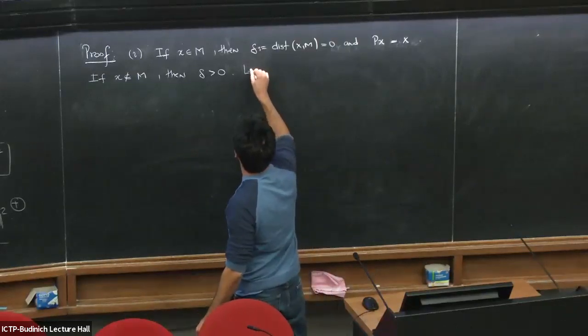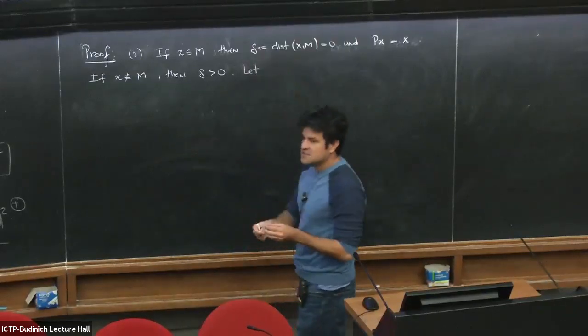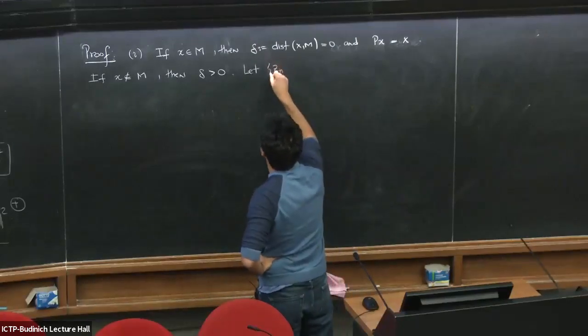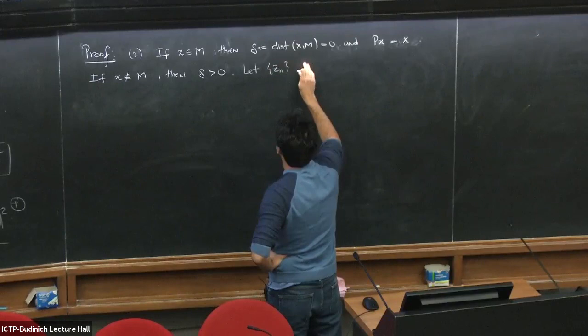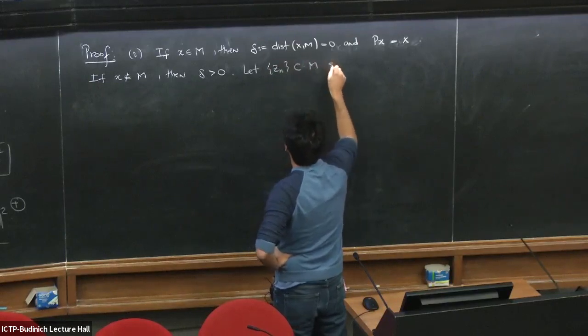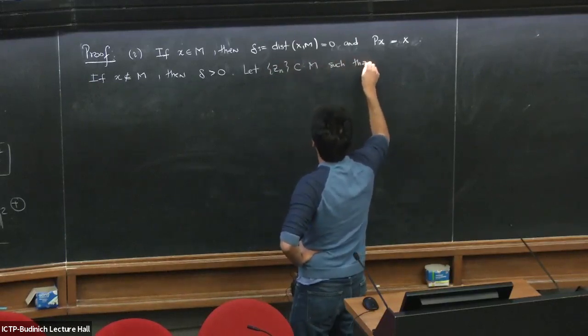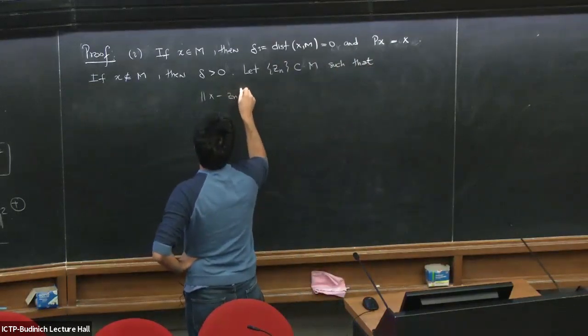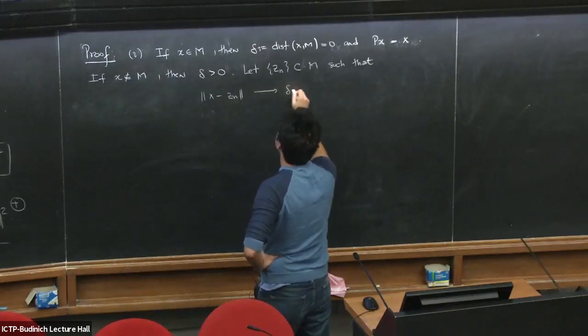Okay, so now what you do is that you don't know that this distance is realized. That's what you want to prove. So let Zn be a sequence of points in the space such that the norm of x minus Zn converges to this distance, which is delta.